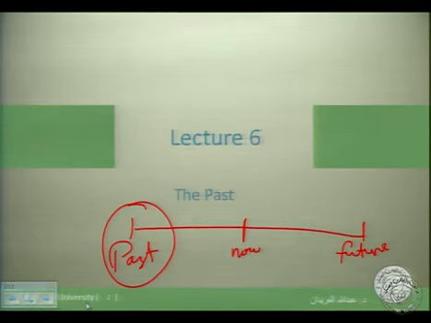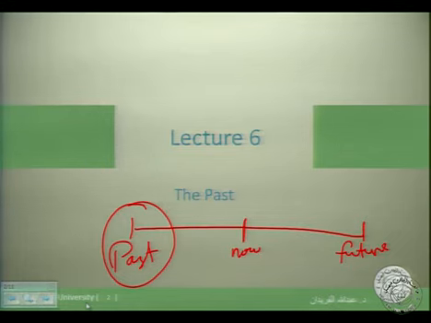I studied yesterday. I slept yesterday. I went to Mecca last month. I played football 2 weeks ago. I bought a new car last year, or 2 minutes ago, or maybe 3 days ago, 3 weeks, 3 months, etc. So this is the past tense.